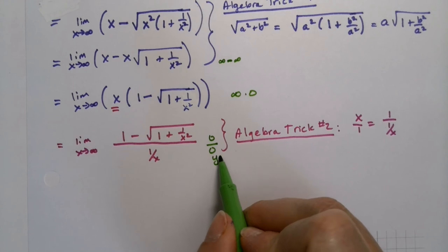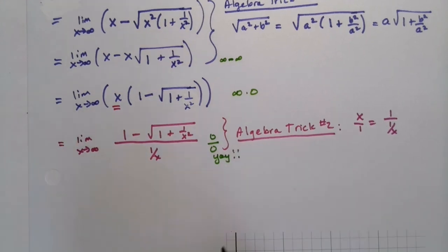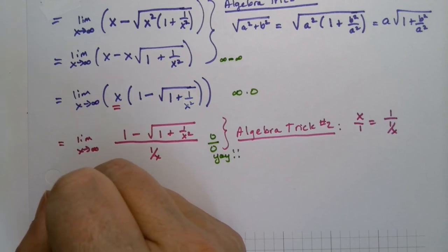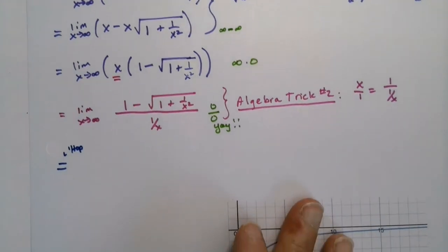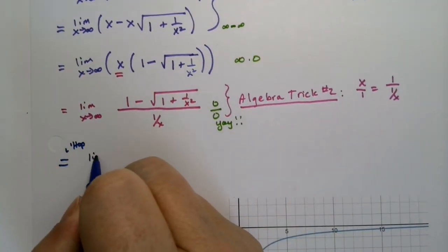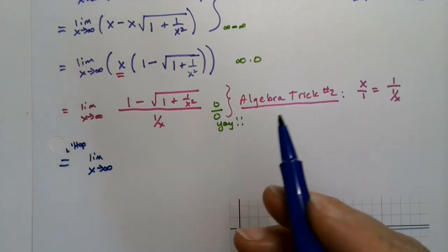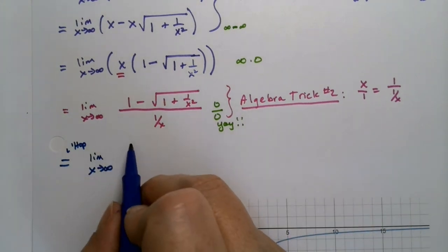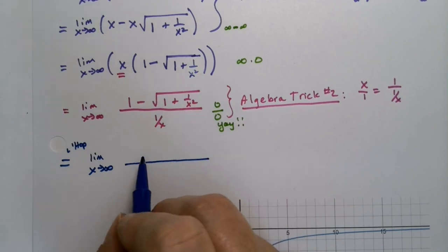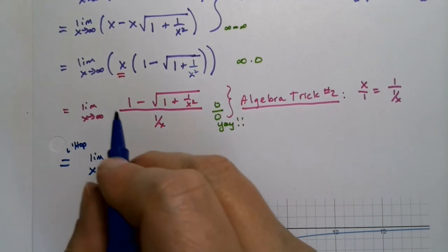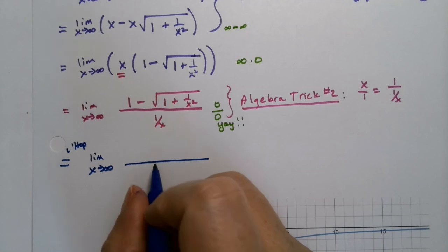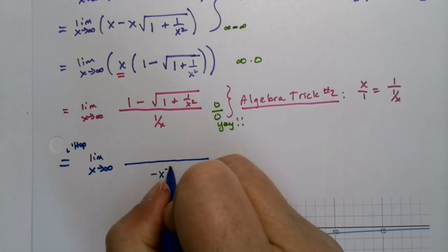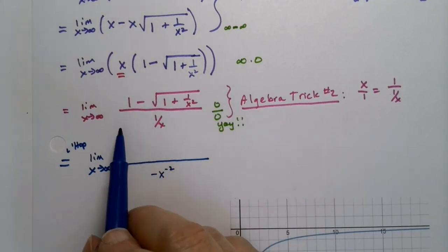Yay! Right? Now with this second algebra trick, I've got 0 over 0 finally, and that means that I can use L'Hopital's rule. So that means that I can say, hey, by L'Hopital's rule, this is equal to the limit as x goes to infinity of, all right, I'm going to have to take the derivative of all this, right? So the derivative on the denominator is easier because that's negative x to the negative 2.